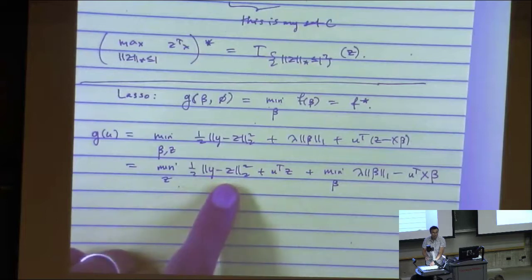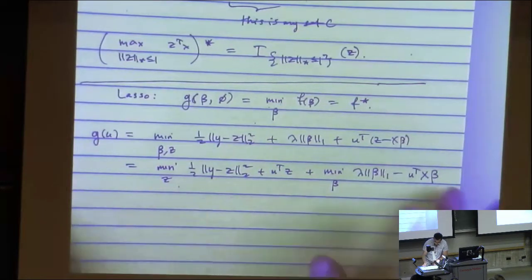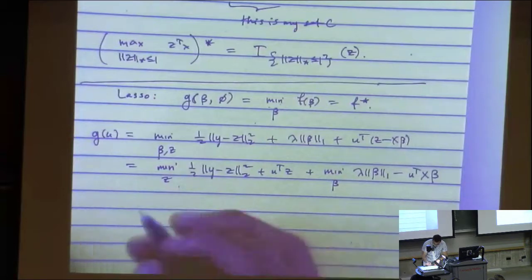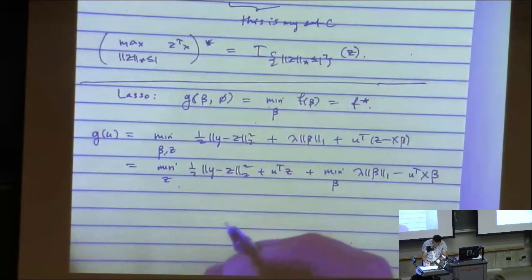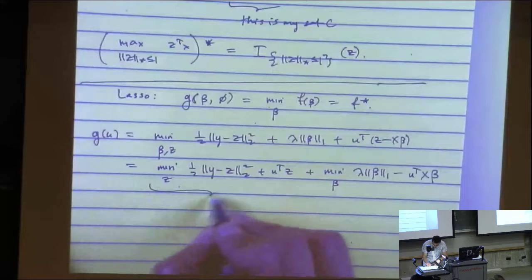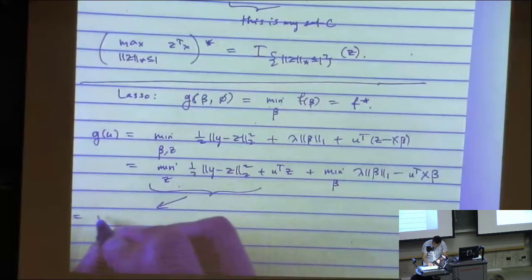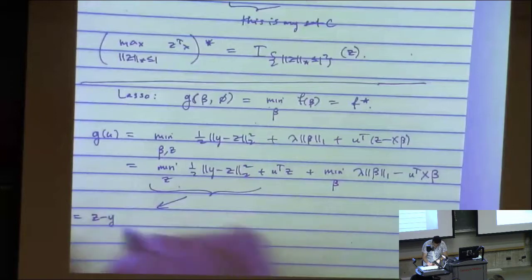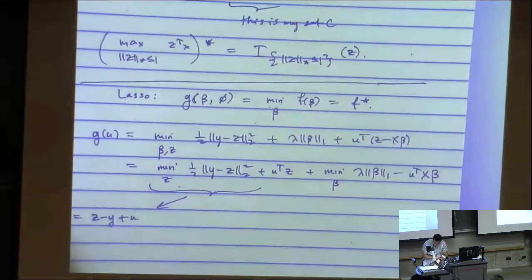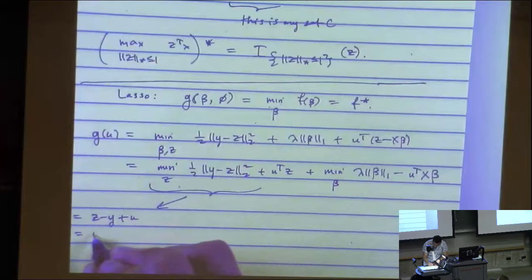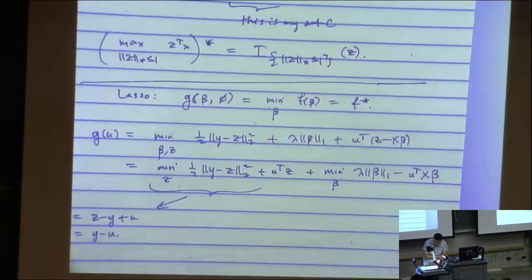So this one is the one that's very straightforward. This is just minimizing a quadratic. We have practice with this. We can still do it one more time. So let's take a gradient and set it equal to 0. We get 0 equals z minus y plus u. So we're looking for the minimizing value of z. So we get z is equal to y minus u.